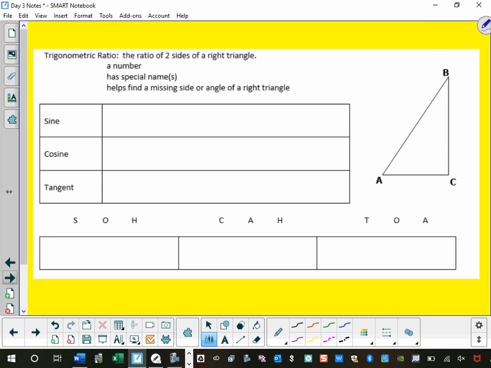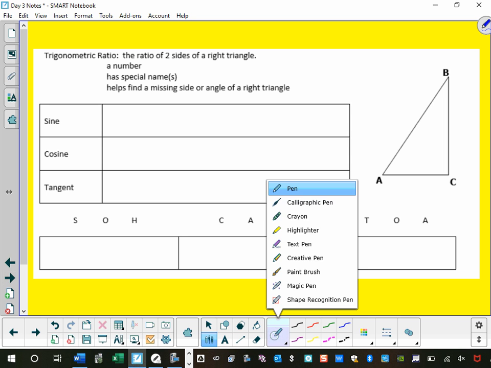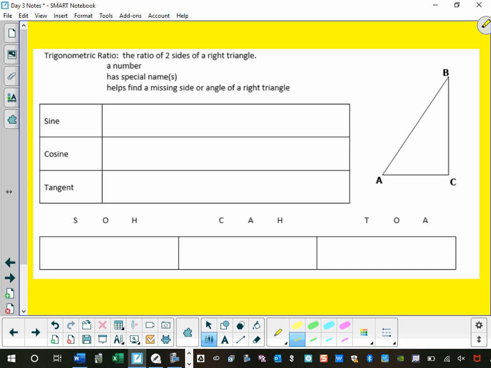Alright, so let's look here. In your trigonometric ratio, the ratio of two sides of a right triangle could be a number. It has a special name. It helps you find the missing side or angle of a right triangle. So here we go. Sine, cosine, and tangent. These are those letters.